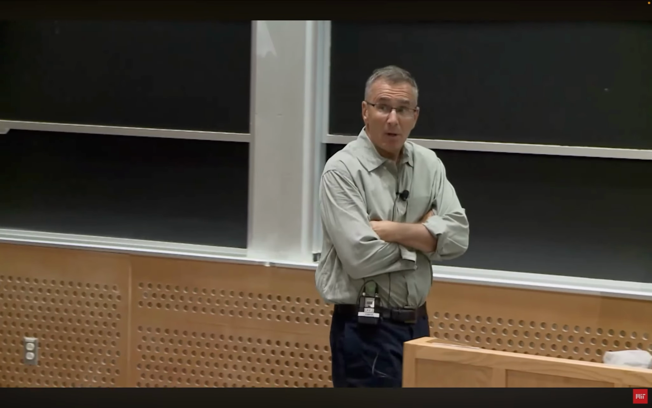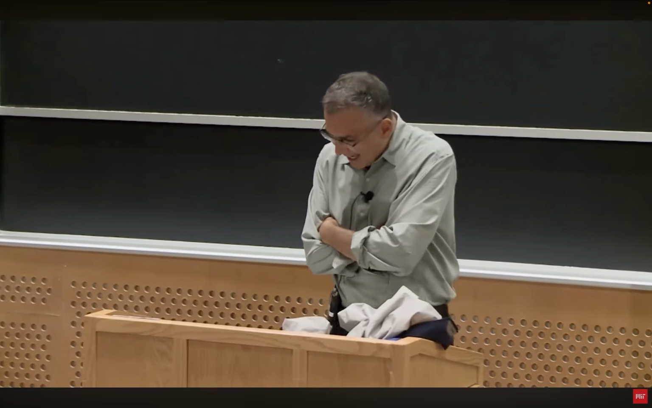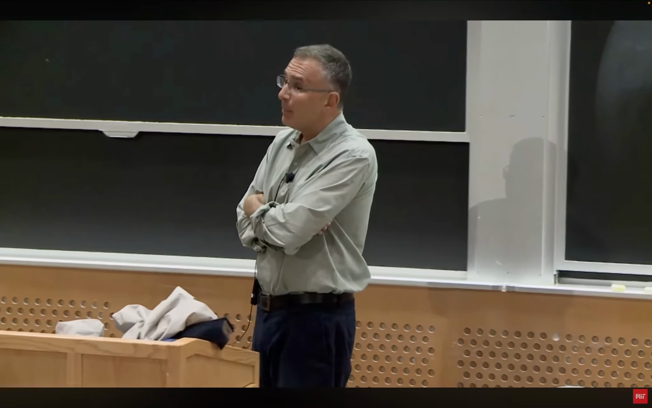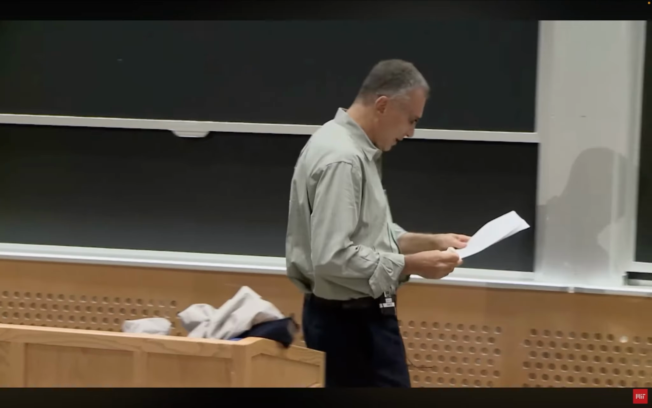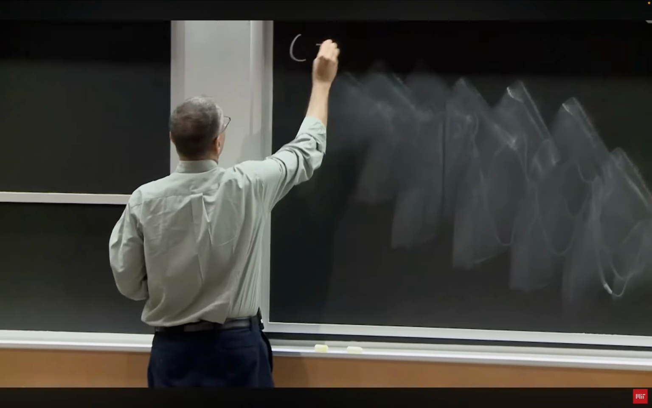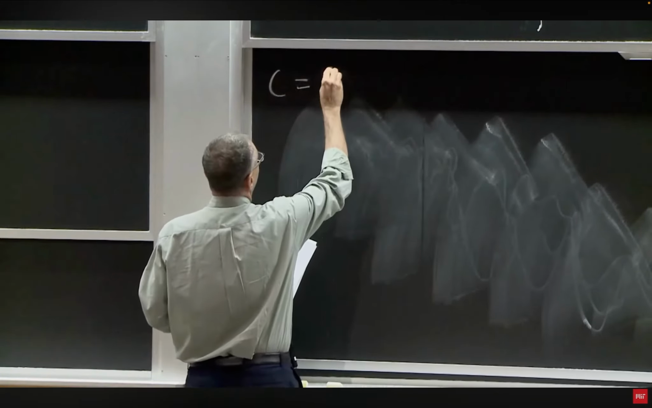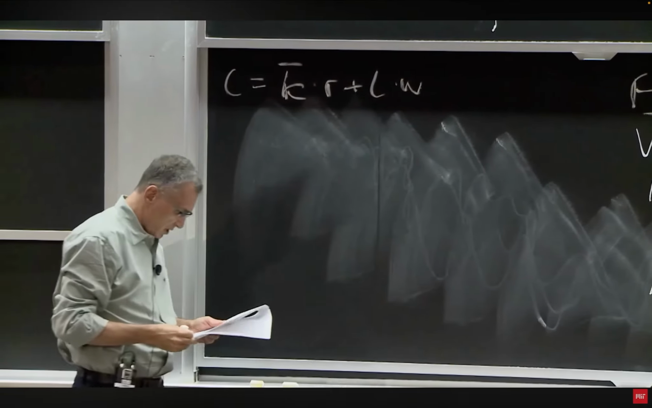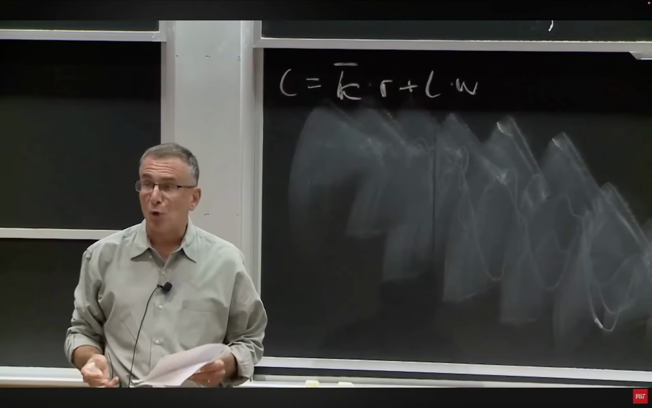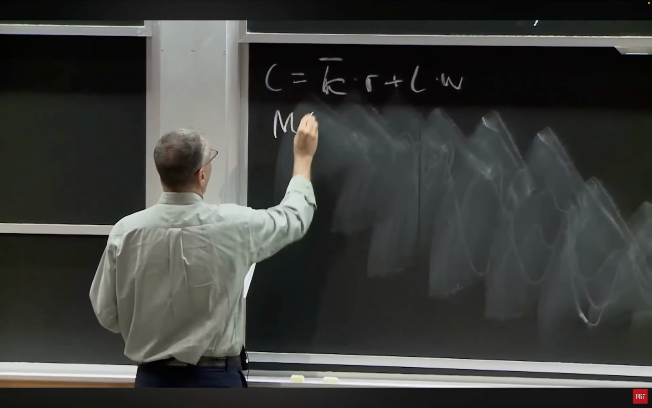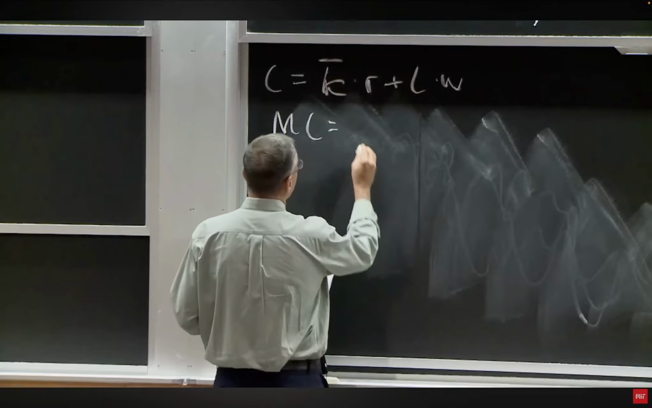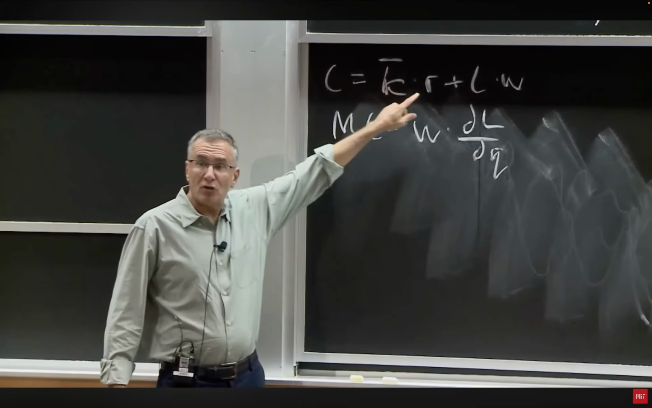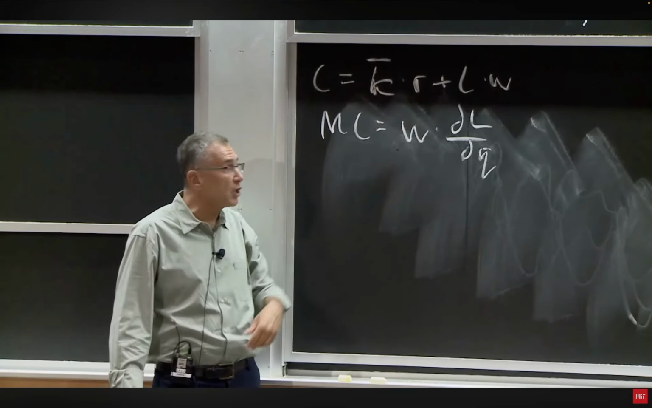Okay, so now let's go back and note a key relationship between marginal cost and something we discussed last time, the marginal product of labor. Remember, cost equals K bar times R plus L times W. If you differentiate this with respect to Q to get the marginal cost, you get marginal cost equals W times dL/dQ. Okay, because this term drops out.